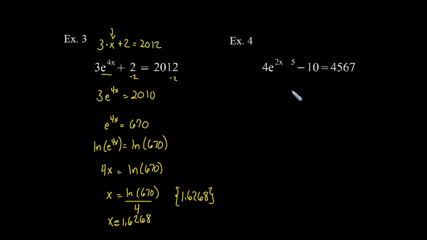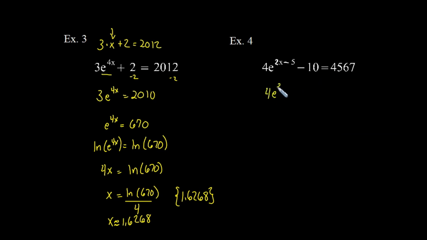Okay, so example 4 is very similar to example 3. Looks like we had a little glitch there on the 2x minus 5, so let's go ahead and clear that up. That's 4 times e to the 2x minus 5, minus 10, is equal to 4,567. So again, we're going to add 10, divide by 4. We have a two-step process at the end, once we break off the exponent, equal to the natural log of a number on the right hand side. So we're going to add 10 and then we will divide by 4 as our first steps.